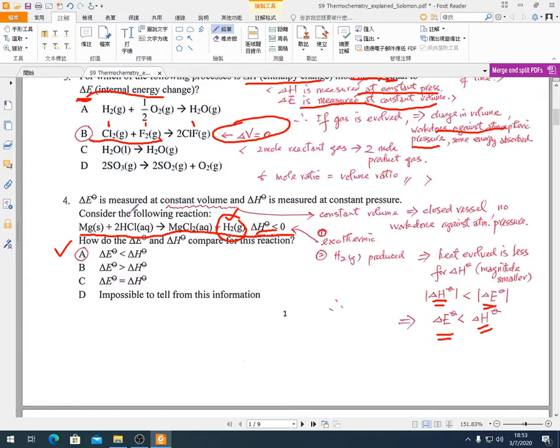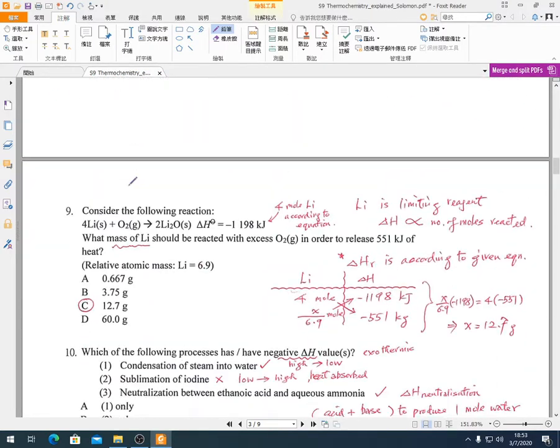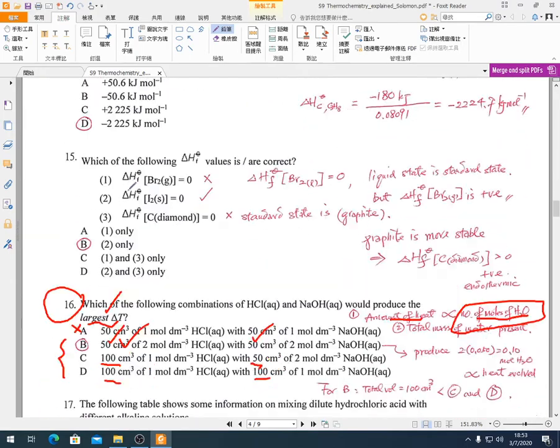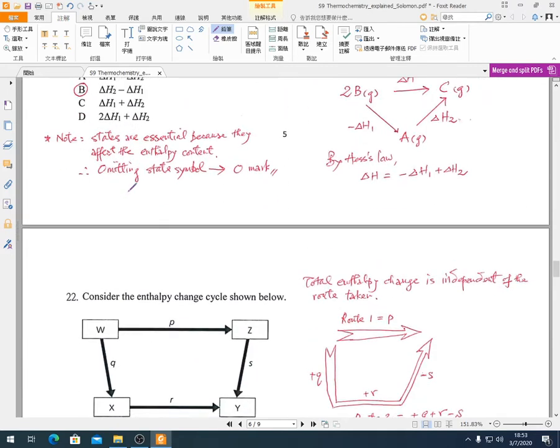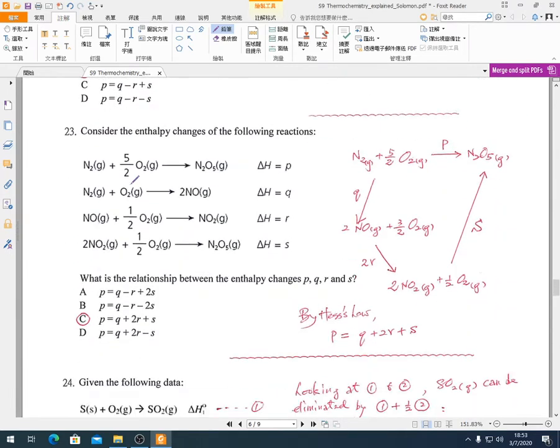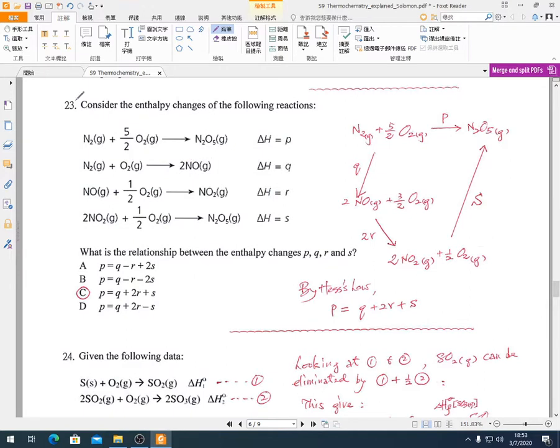Now we come to some more examples. We go to number 23, a more exam-oriented question. Number 23 here. It's very similar to an exam question. So you have a lot of equations. It's a bit terrible to some of you. So what is the relation between the enthalpy changes P, Q, R, S?